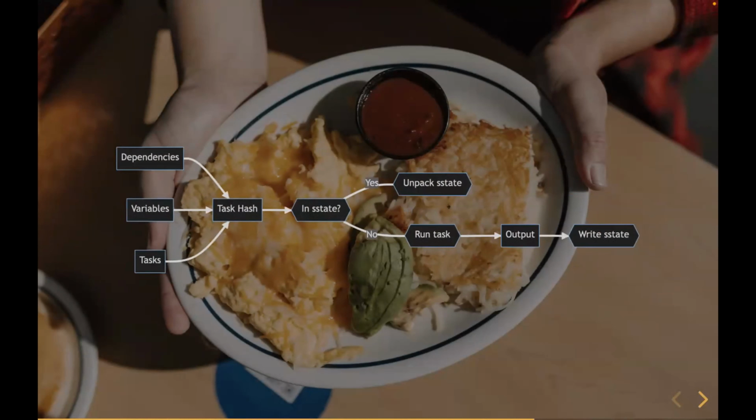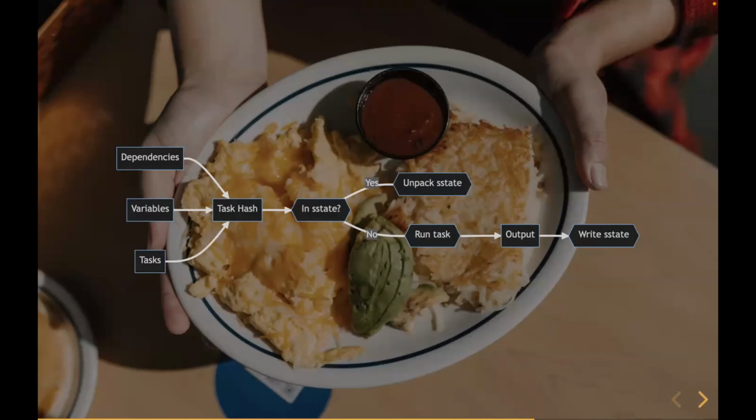So that's a rough overview of the task's process through BitBake. A task has its inputs, so the dependencies, any variables, the actual task steps. These all get hashed together into a task hash. This is what is looked up in the shared state. So if it already exists in shared state, then that object is unpacked and the task is done. If it doesn't, the task is run. The output is generated, and then that is put into shared state for next time.